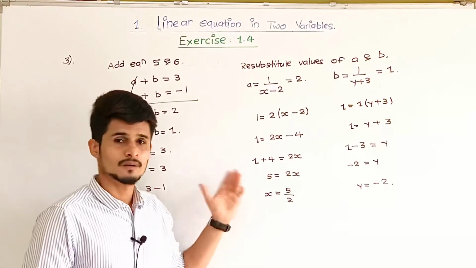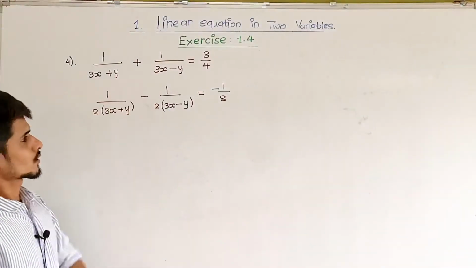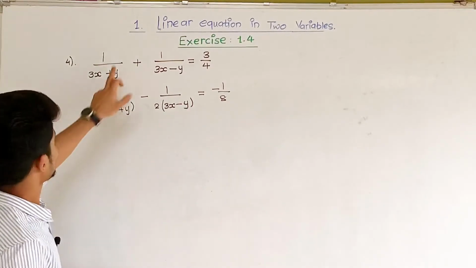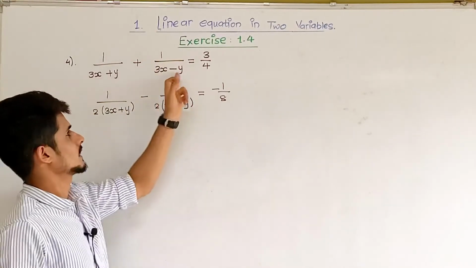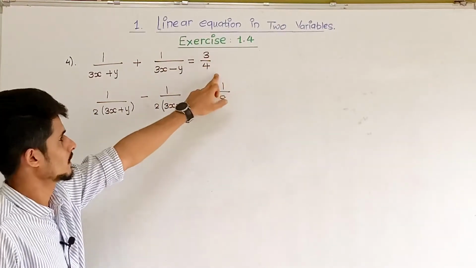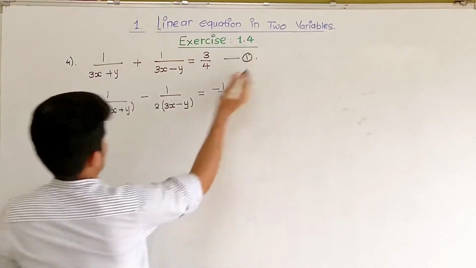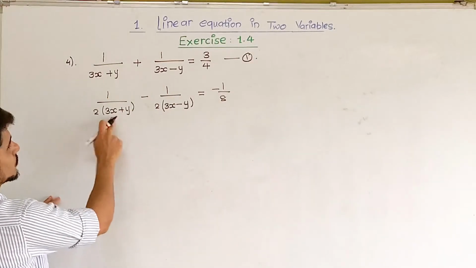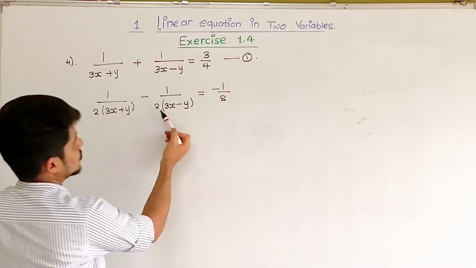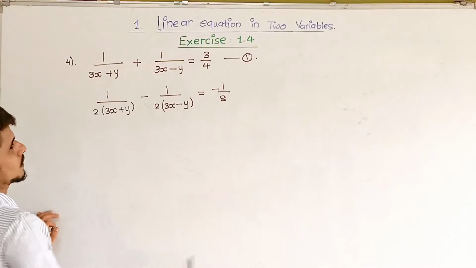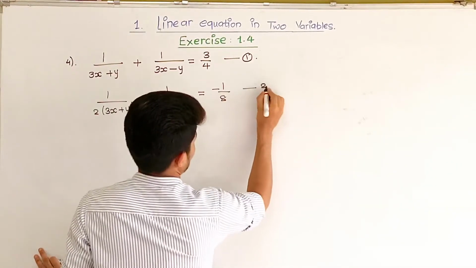Now we'll see the last sum, number 4. So this is question number 4. The equations are 1 upon 3x plus y plus 1 upon 3x minus y is equals to 3 by 4. Equation 1. And 1 upon 2 into 3x plus y minus 1 upon 2 into 3x minus y is equals to minus 1 by 8. This is equation 2.